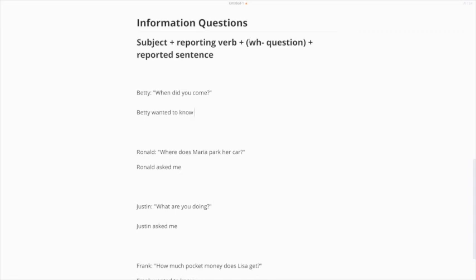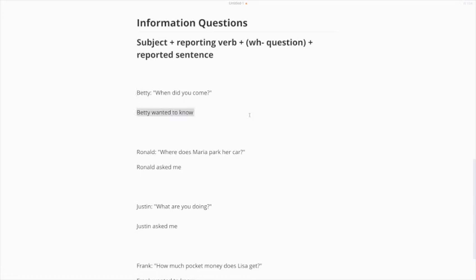If we ever have a double H question with information questions, we're going to include that. We're not gonna put it out. We're gonna leave it there after the reporting verb, and then we're gonna do the reported sentence. Remember, in the affirmative word order. So let's start. First sentence, we have the subject is Betty. Betty says, "When did you come?" That is literally the question that she asked. When did you come? And now I'm going to report it.